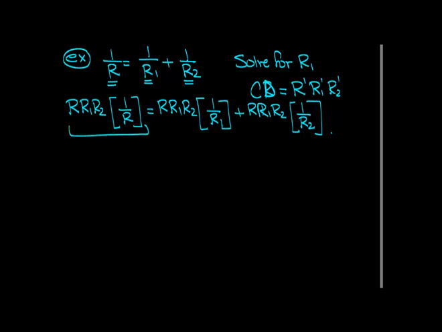Out here, since this is over 1 and you're multiplying everything, we can cancel things from the bottom and the top. 1 times that is just R1 R2. Out here, R1's cancel.